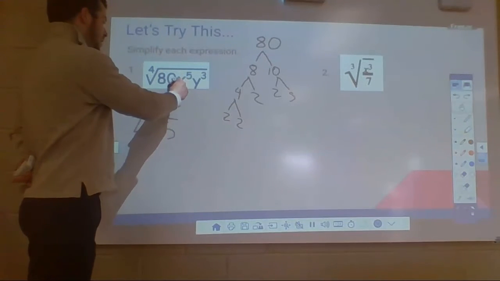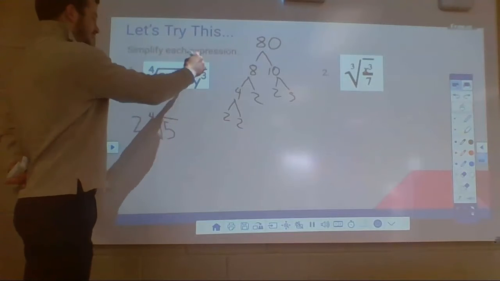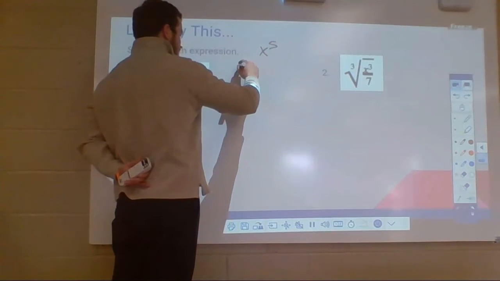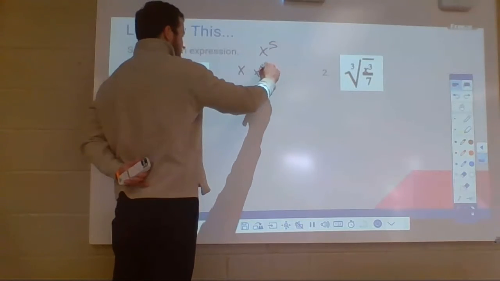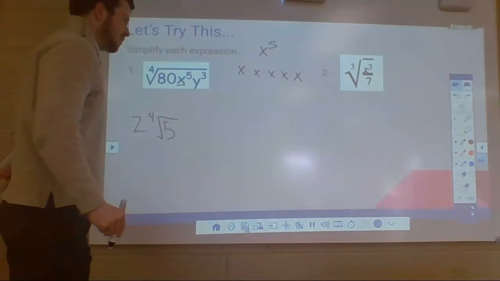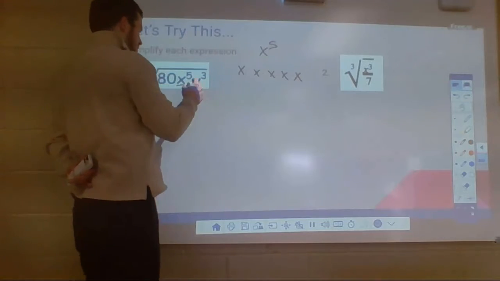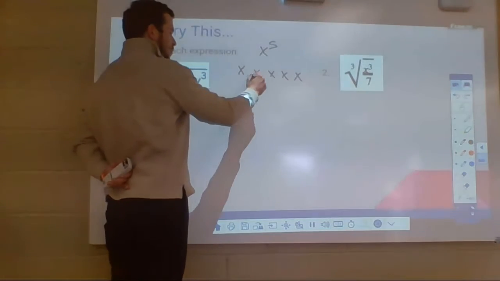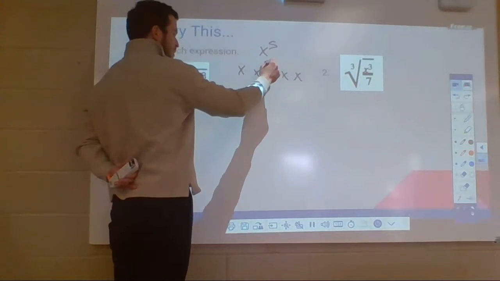Now let's look at the fourth root of x to the fifth. And we can break down x to the fifth. We can expand it as x times x times x times x times x. Okay? This is one way of doing this. Now again, I'm looking for groups of 4, right? So I have 4 x's right here, and then 1 is going to be left out.